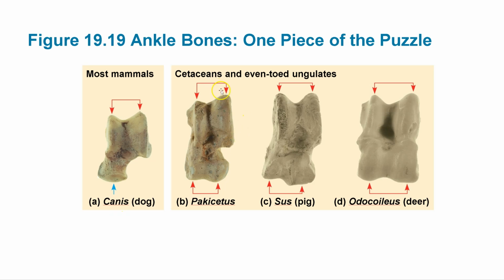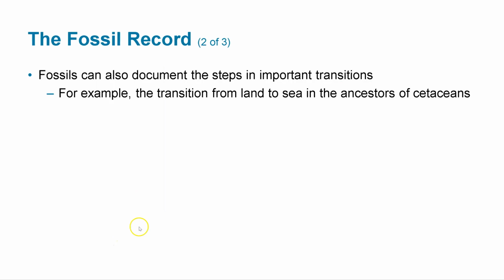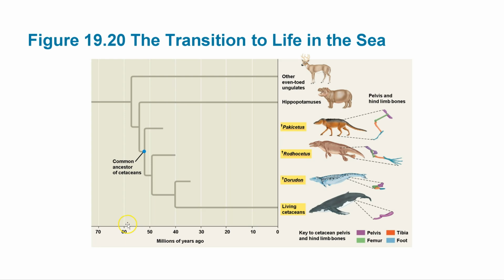And so, we can see how over millions and millions of years, according to evolutionary theory, ankle bones have come to be. Fossils can document important steps of transition. And so here's a common ancestor. There's Pakicetus. Again, whale evolution. It's very interesting. Life began in the sea. Mammals went to land, went back to the sea.